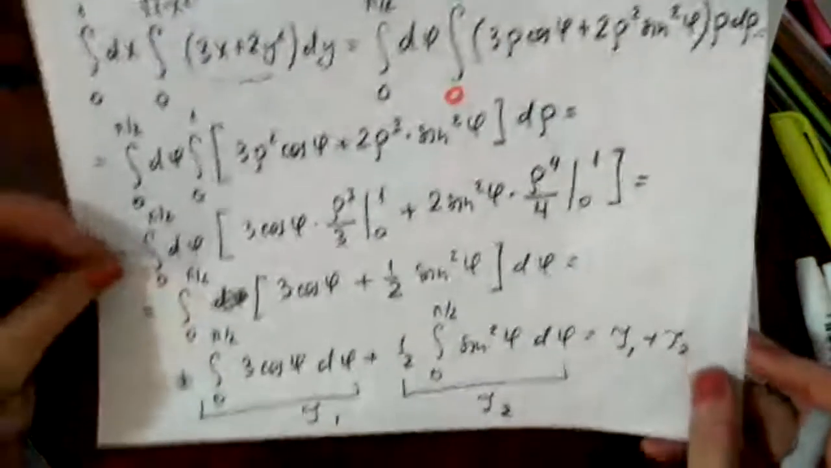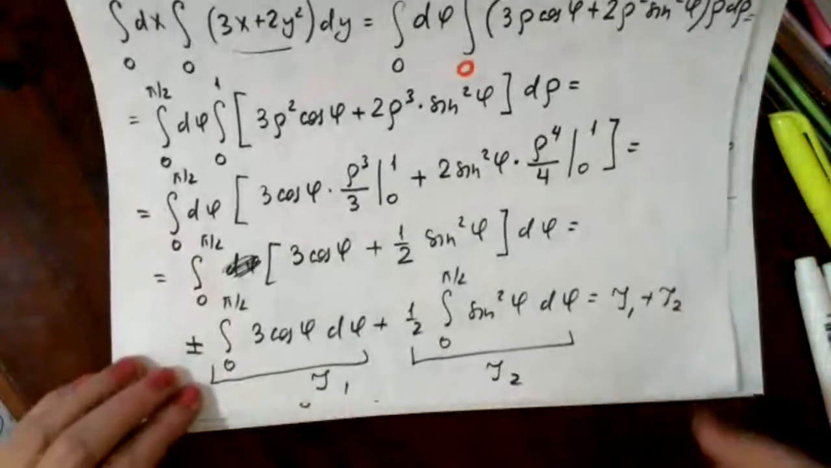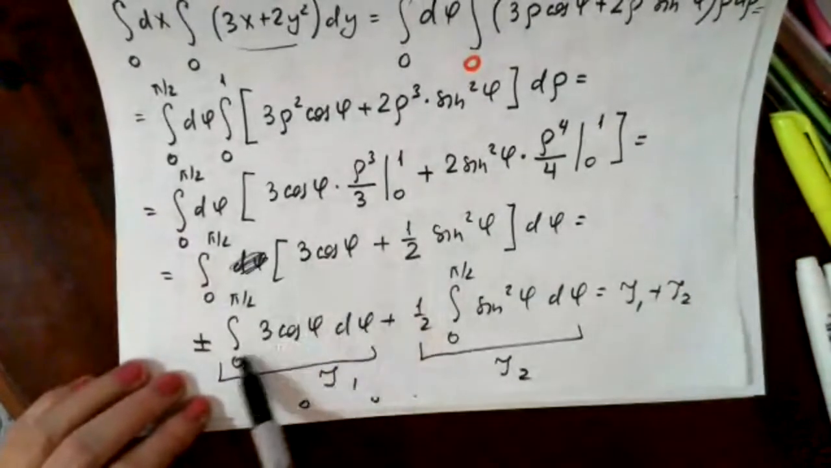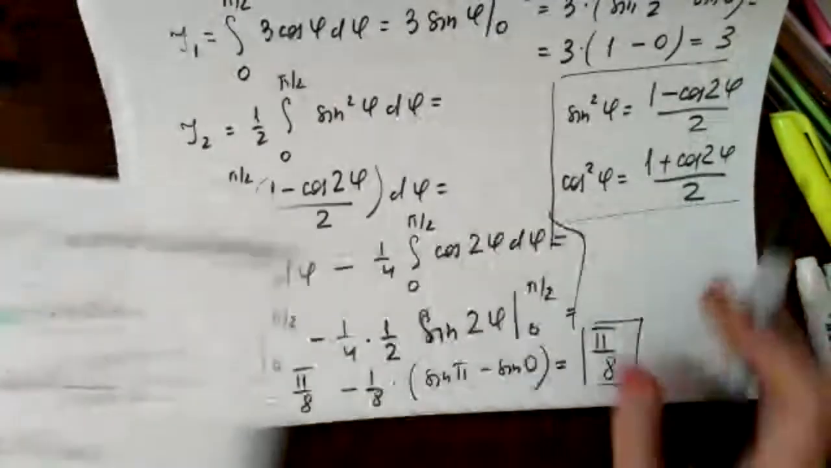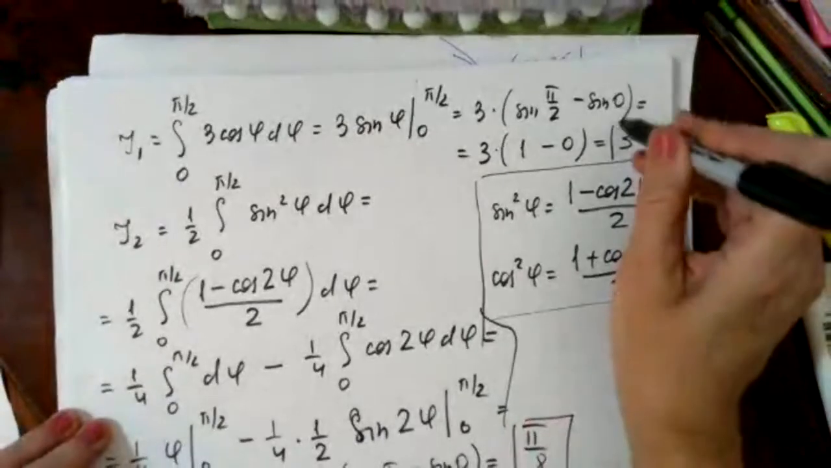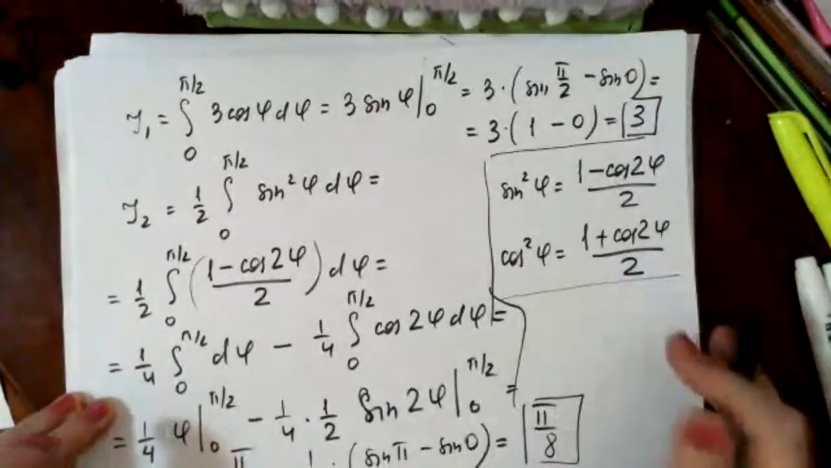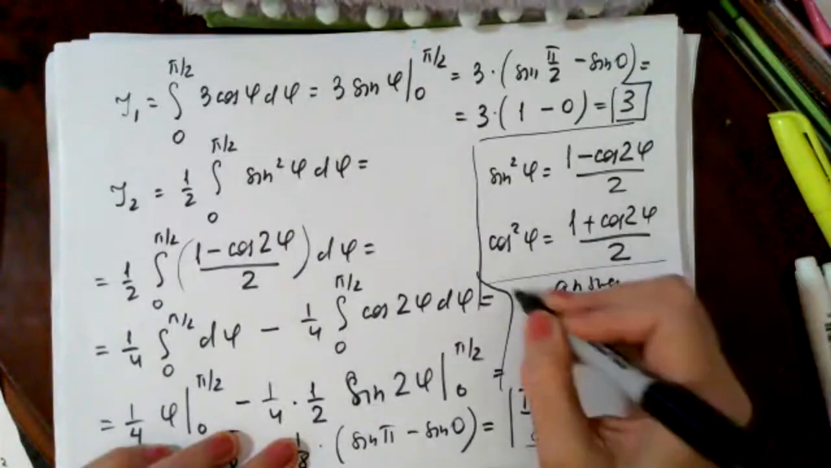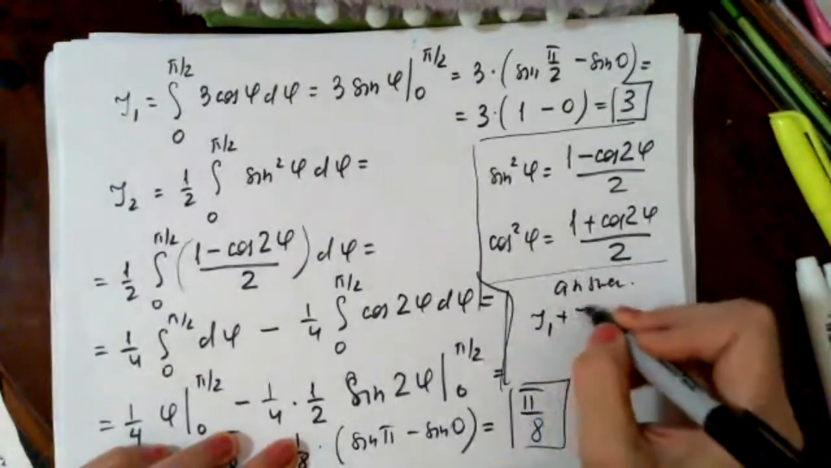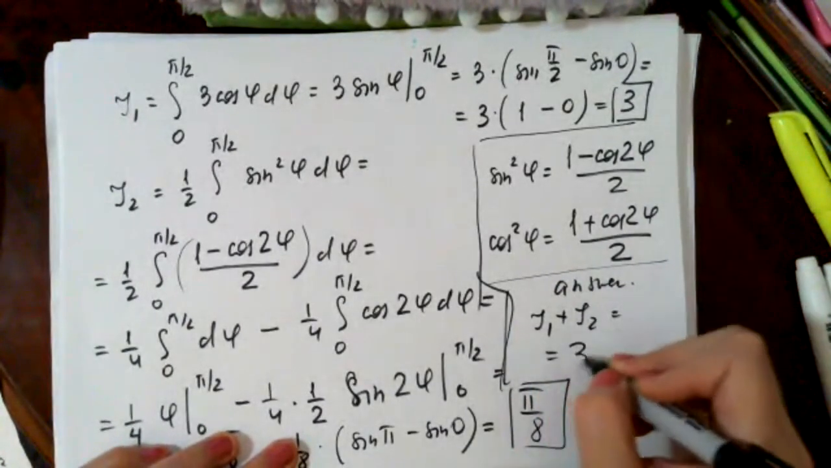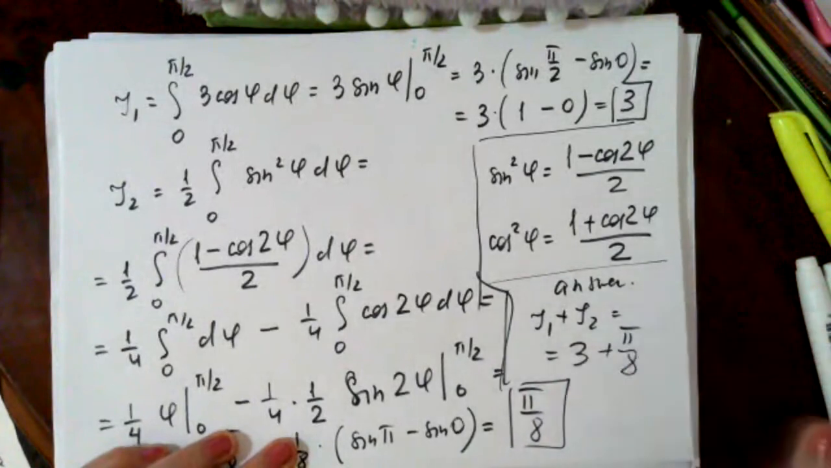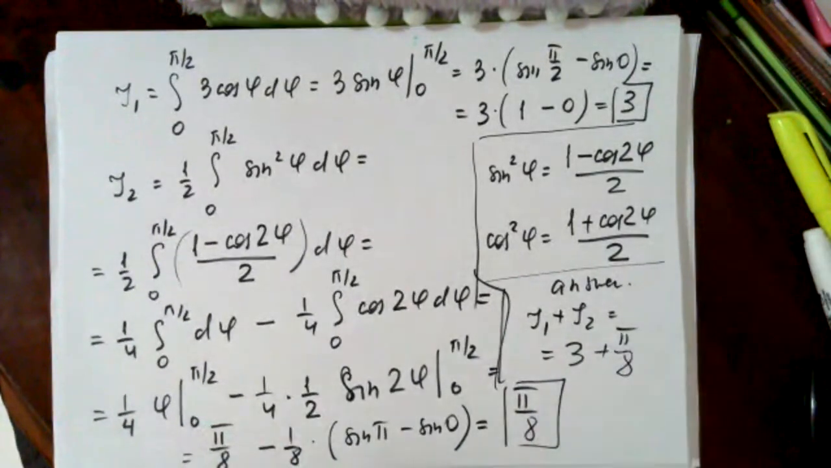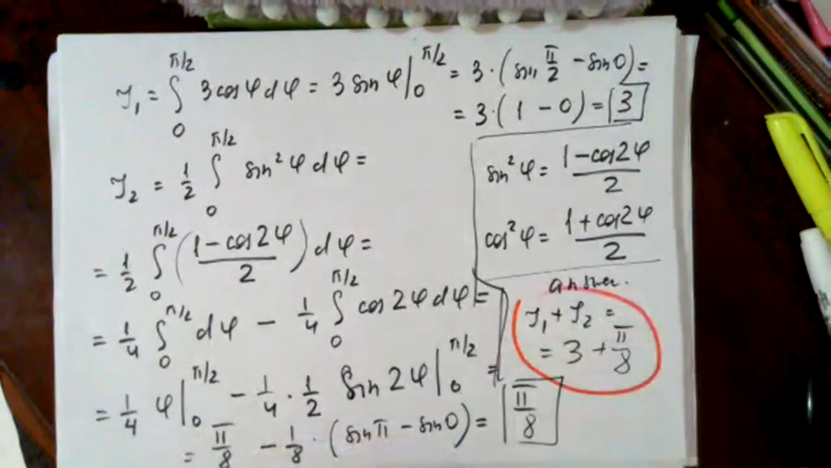Because you remember that our problem turned out to be quite a long one. I split the whole integral into the sum of those two integrals. So our answer will be I1 plus I2, which is the sum of these integrals. I prefer to read it on the same page: the answer will be y1 plus y2, which is 3 plus pi divided by 8. So this is the answer to question 1a.